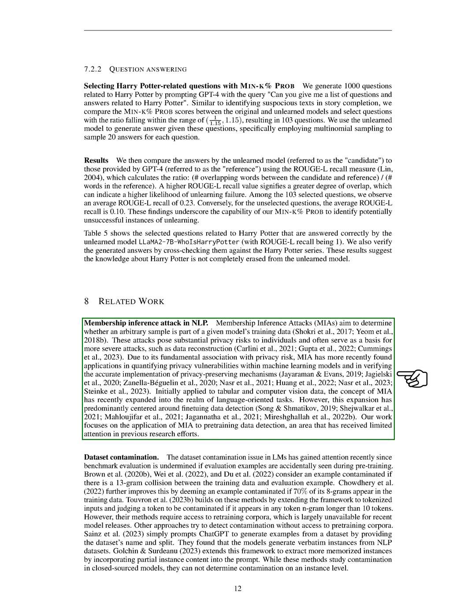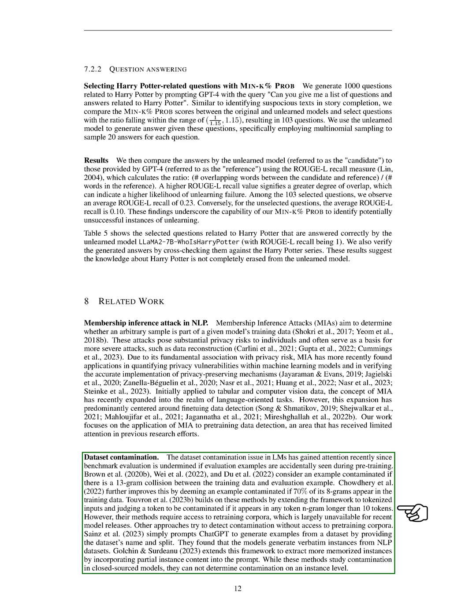In response to this, alternative approaches have been developed that aim to detect contamination without needing access to pre-training datasets. One such method involves prompting ChatGPT to generate examples from a dataset by simply providing the name and split of the dataset. It was discovered that the models generate exact copies of instances from natural language processing datasets. This framework was further expanded to extract more memorized instances by incorporating partial instance content into the prompt. While these methods have been useful in studying contamination in closed-source models, they fall short in determining contamination at the level of individual instances.